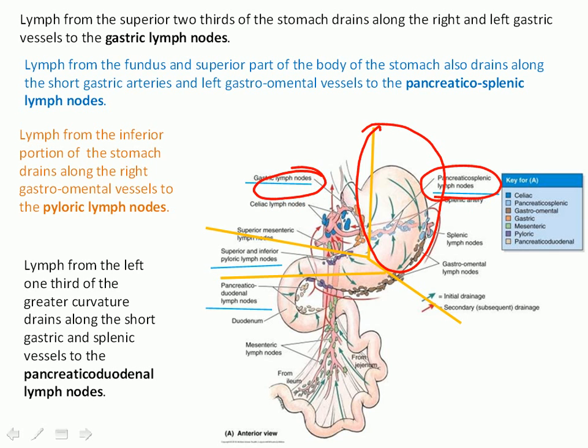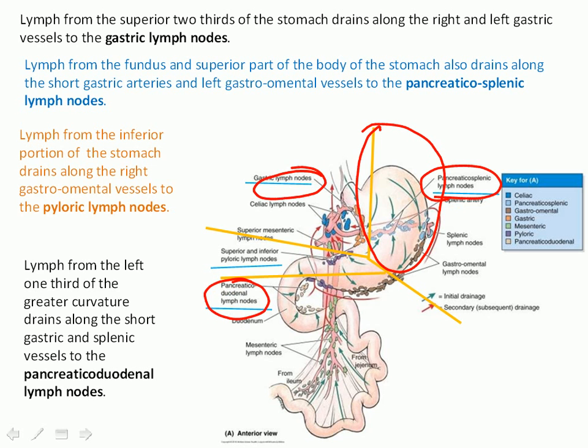Lymph from the right two-thirds of the inferior third of the stomach drains along the right gastroomental vessels to the pyloric lymph nodes, and lymph from the left portion of the greater curvature drains along the short gastric and splenic vessels to the pancreaticoduodenal lymph nodes. So as I said, it's a pretty complicated lymphatic drainage.